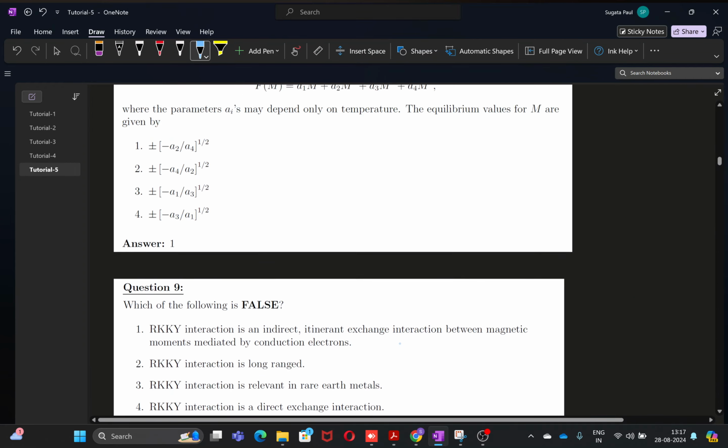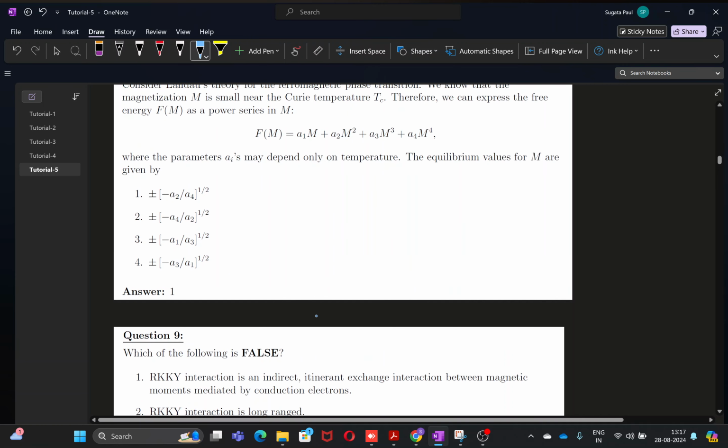let's say, question number 8. If you go back, you will see that option 1 is the correct option given, which is minus a2 by a4 to the power half. Everything else is the same, just a 2 factor is missing, which is present in our result.